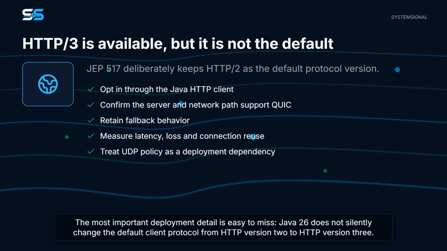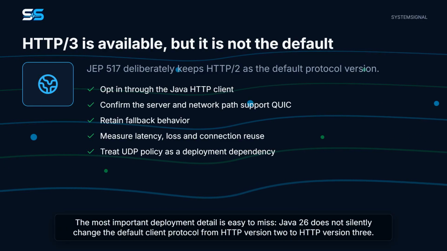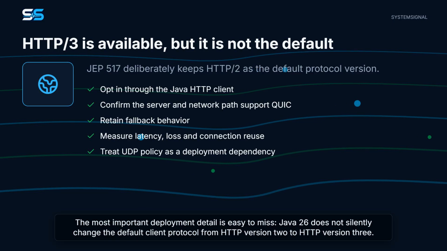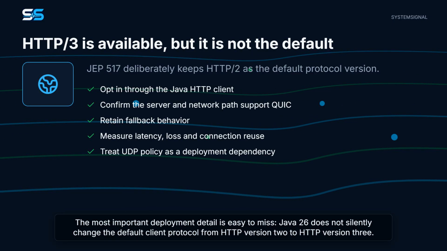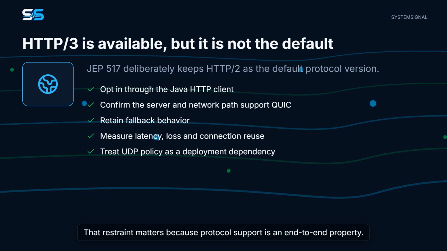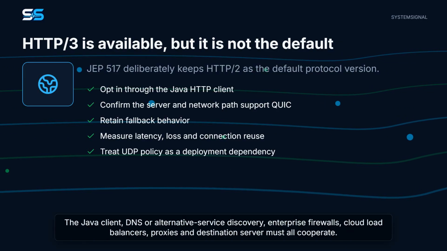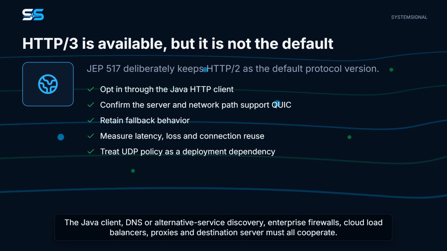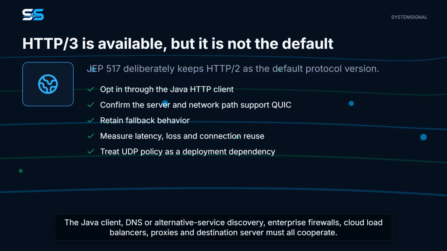The most important deployment detail is easy to miss. Java 26 does not silently change the default client protocol from HTTP version 2 to HTTP version 3. Applications opt in. That restraint matters because protocol support is an end-to-end property. The Java client, DNS or alternative service discovery, enterprise firewalls, cloud load balancers, proxies, and destination server must all cooperate.